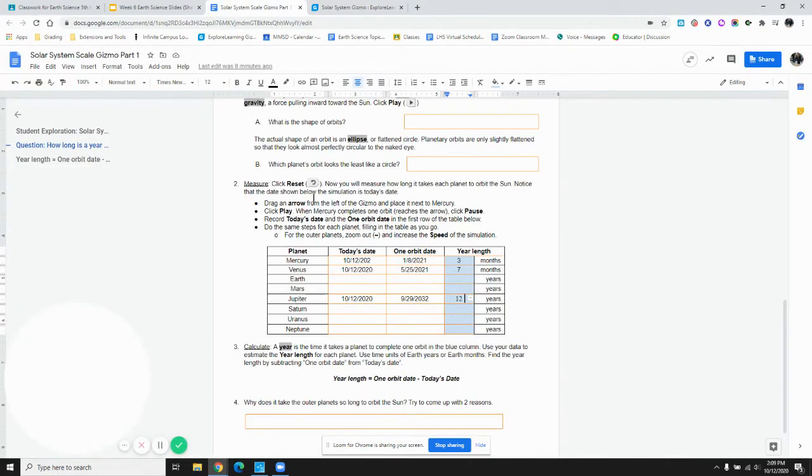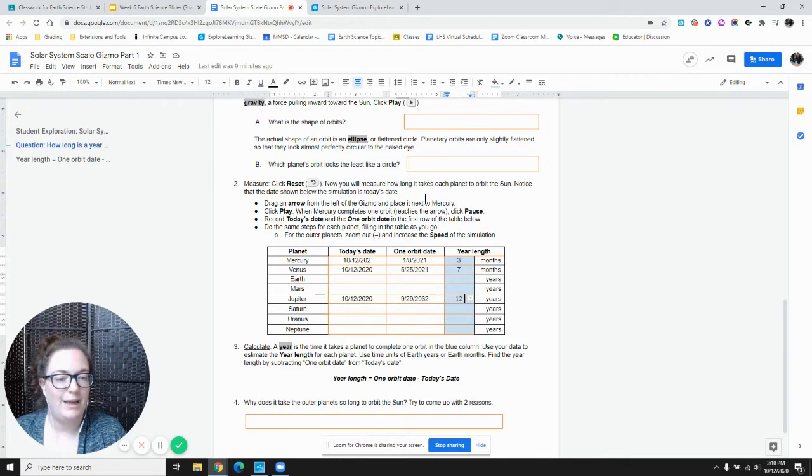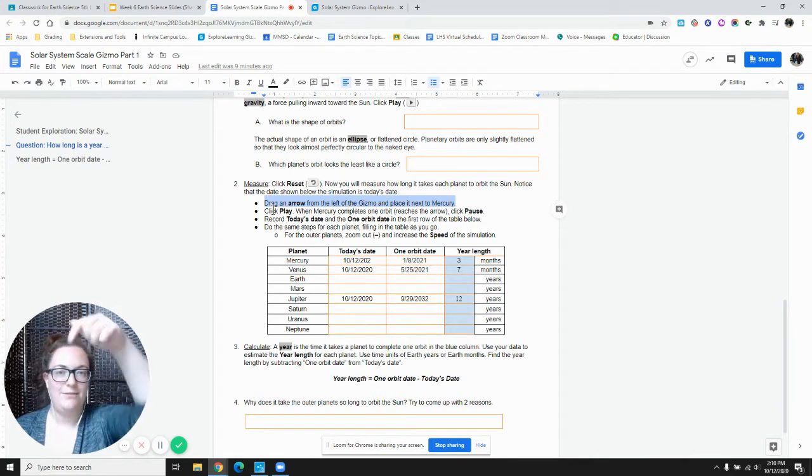Here it is asking you to drag an arrow from the left of the Gizmos and place it on Mercury in order to measure the length of a year that each of the planets have. So the length of a year is going to be the orbit around the sun. So we orbit around the sun once a year. It takes us 365 days to go all the way around the sun. So if we started in October of this year, it takes us 12 months to get all the way around the sun to October of next year.